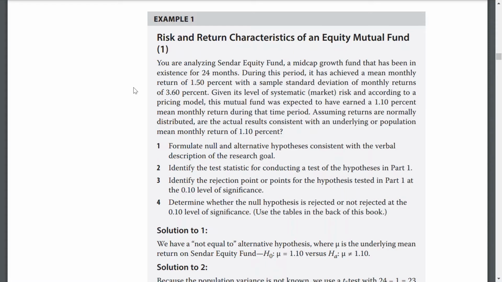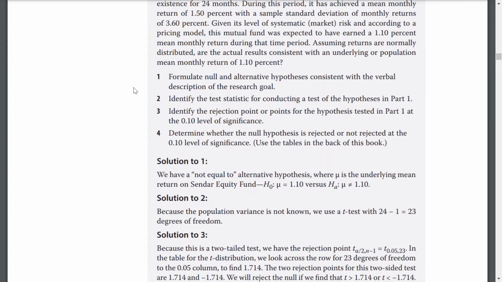Formulate null and alternative hypotheses consistent with the verbal description of the research goal. Identify the test statistic for conducting a test of the hypothesis in part 1. Identify the rejection point or points for the hypothesis tested in part 1 at the 0.1 level of significance. Determine whether the null hypothesis is rejected or not rejected at the 0.1 level of significance. Use the table in the back of the book.